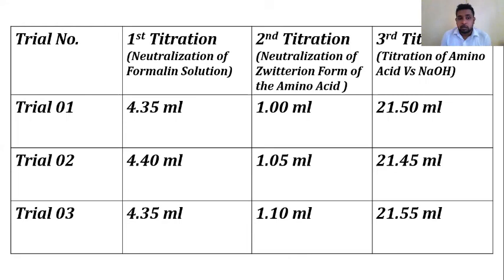You have to calculate the things in the first, say if you are triplicating a procedure, you have to do the calculation for each trial and you have to take the final average. That's the correct practice. In this case, let me explain why.